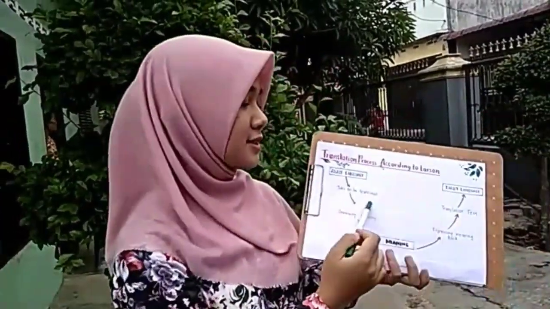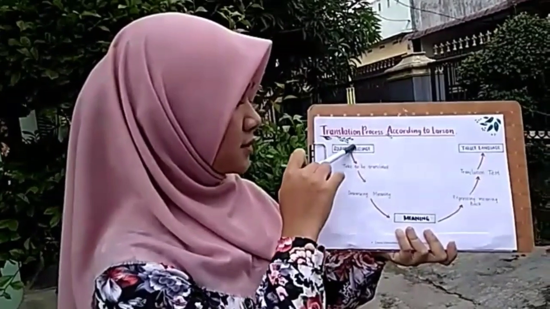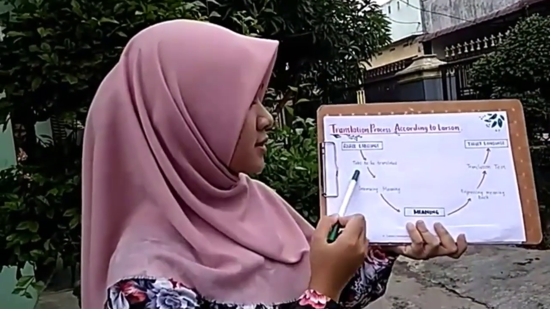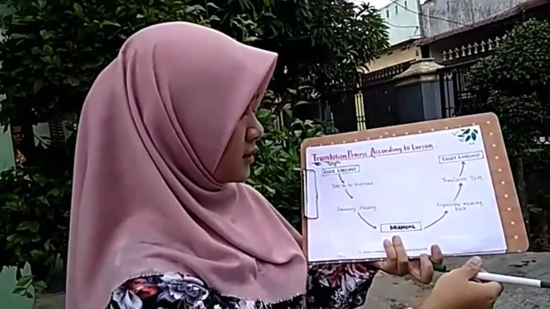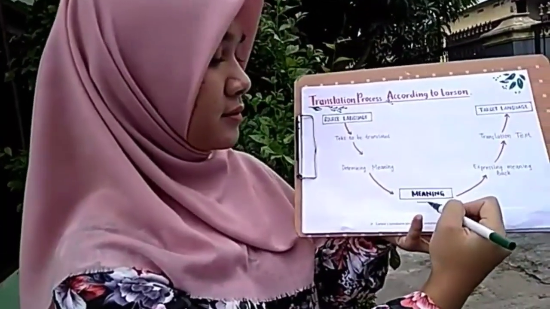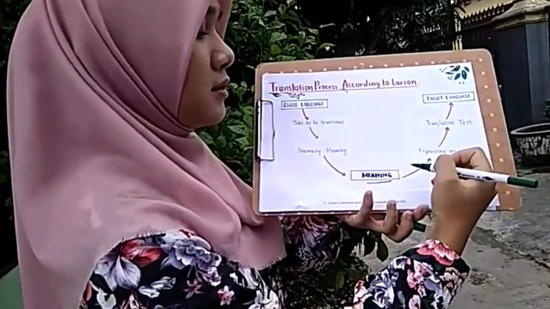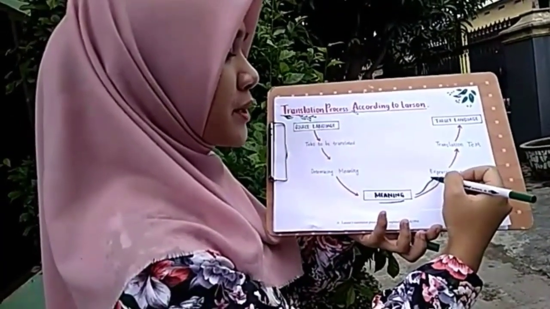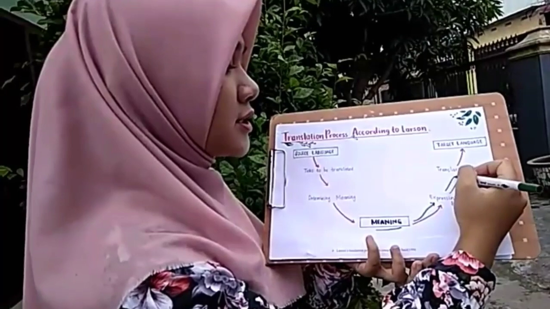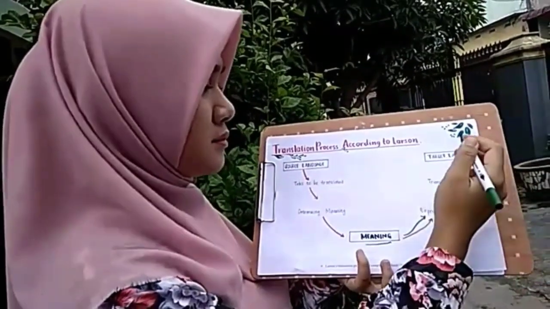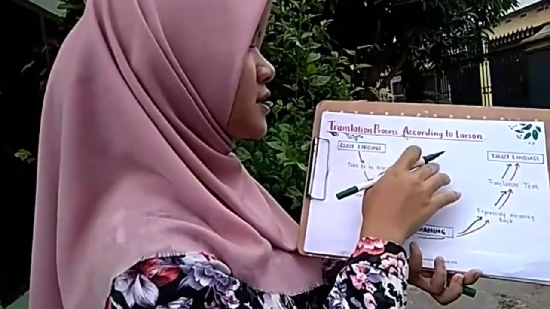So, look at the diagram of the translation process according to Larson. Source language text, transfers the text to be translated, and the next is determining meaning, and next is meaning. And the next is expressing meaning back. Next, expressing meaning back becomes the translation text, and you get the target language. This is the process of translation according to Larson.